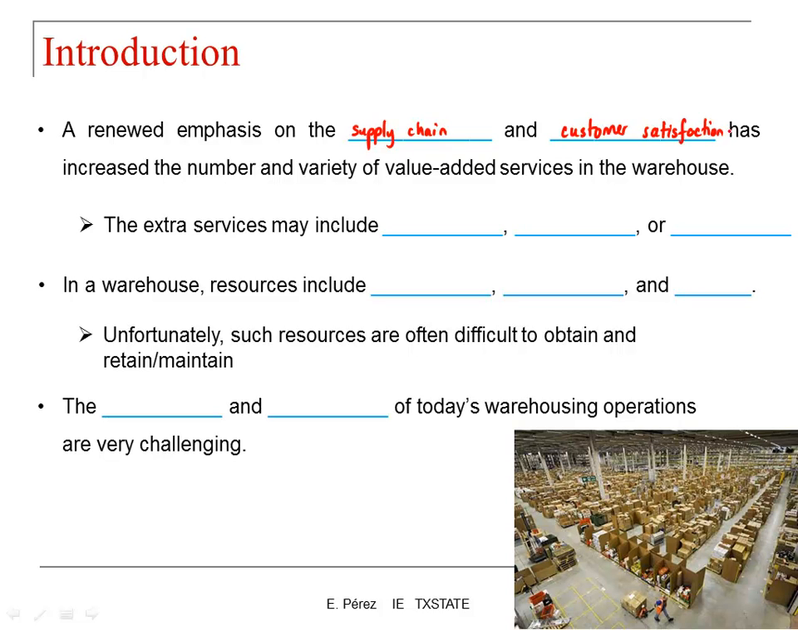Now there are multiple operations in the last few years that are adding extra services to the operations in a warehouse. So the extra services might include kitting, special packaging, and, if you go to Amazon now, you can tell them this is a present and they will put a note in your package and send it to the person who was supposed to receive that present.